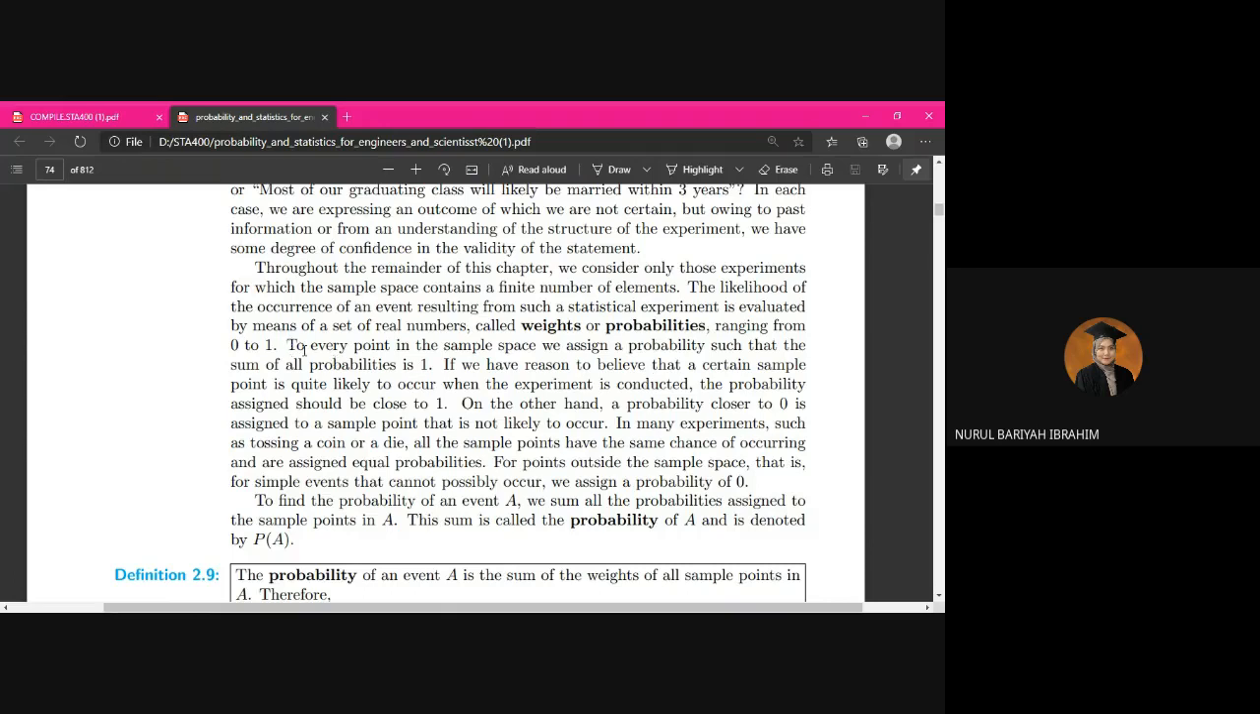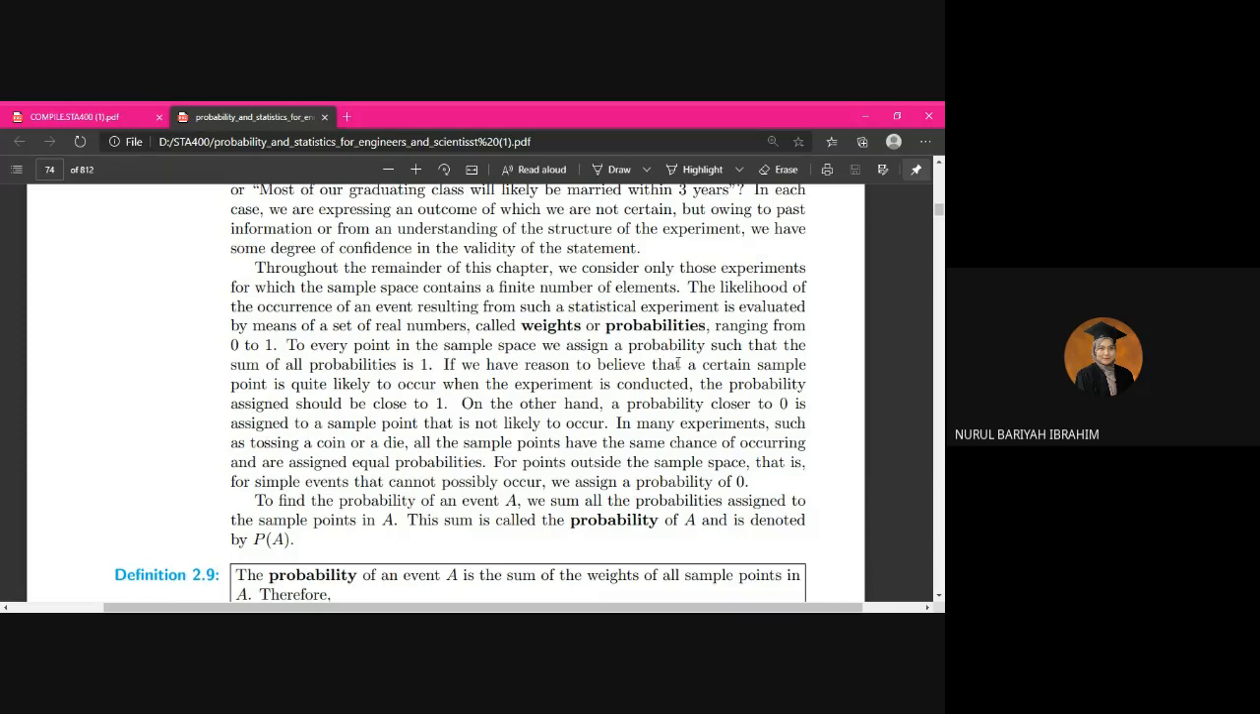Okay, baca sikit sini. To every point in the sample space, we assign a probability such that the sum of all the probability is 1. Okay, the probability of sample space is 1. You know that sample space adalah all the element in the experiment. So the probability of getting the sample space, all the element will be 1.